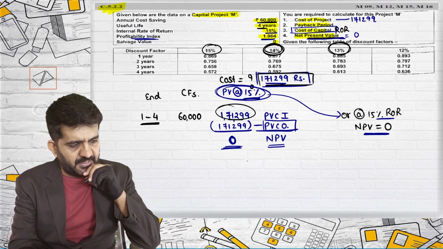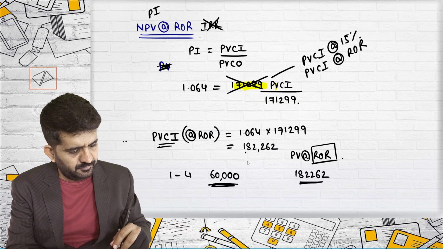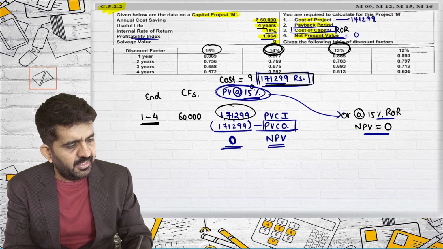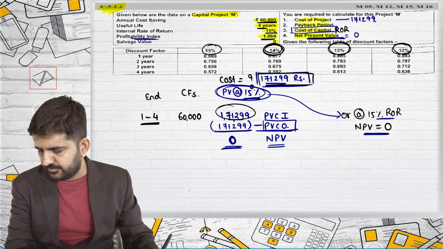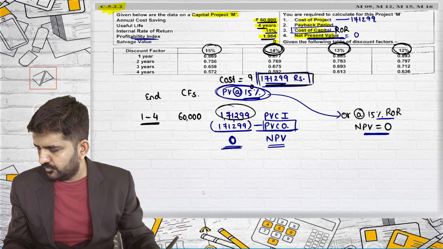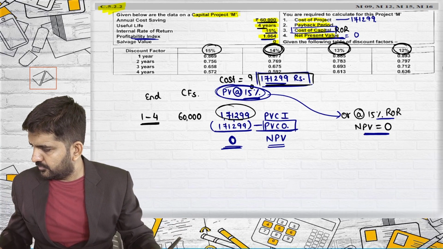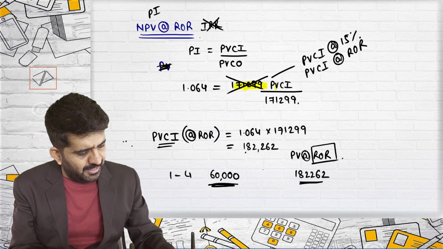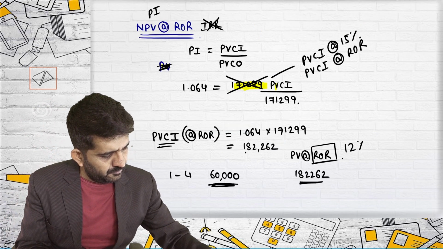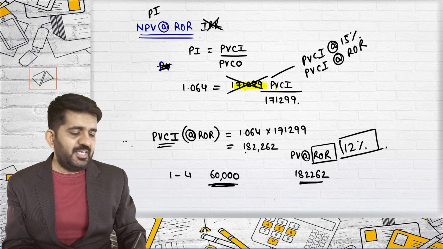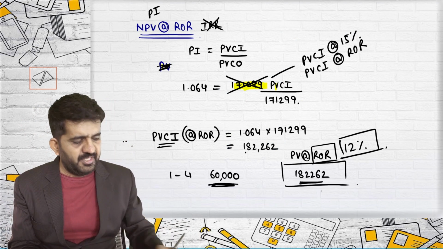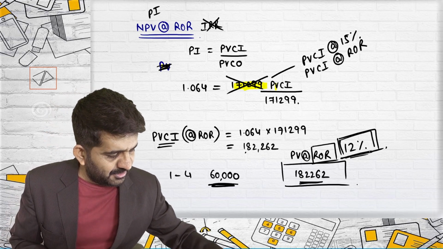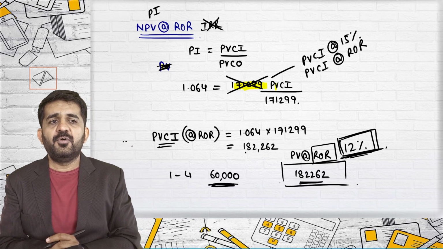Try out with 13%. And then try out with 12%. At 12%, your present value of cash inflow will be approximately 182,262. So 12% is nothing but the required rate of return.